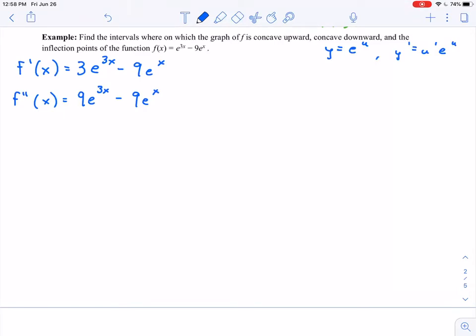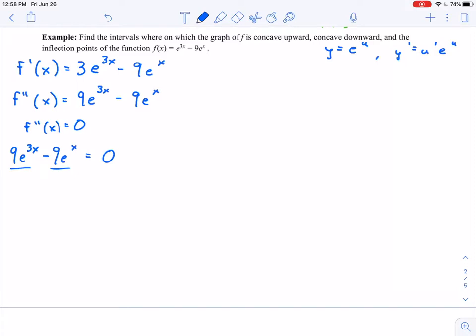I would like to find partition numbers for the second derivative. So I'm thinking about where this second derivative is equal to 0, and where it is undefined, where it does not exist. Let's take this case first, like we normally do. I'm going to take 9e to the 3x minus 9e to the x and set this function equal to 0. And let me just erase this to give myself more room.